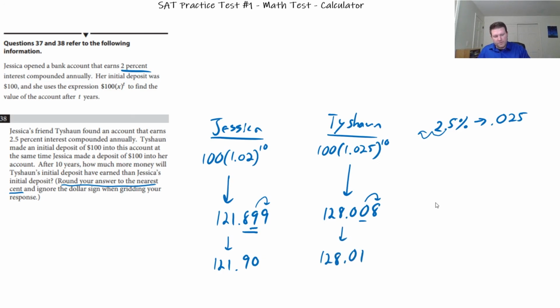So 128.01, and then off to the side, how much more did Tyshawn make? Just subtract them, and again, you can see if you didn't do the rounding correctly and you just looked too quickly, you would have gotten this wrong. So be careful about the rounding. 6.11 is your answer. Not too shabby as long as you follow your rounding rules.